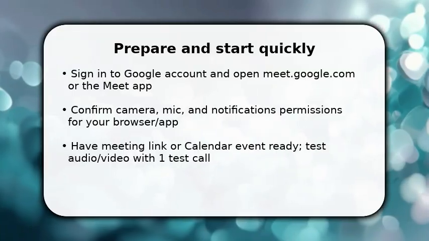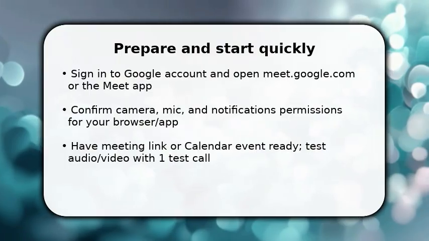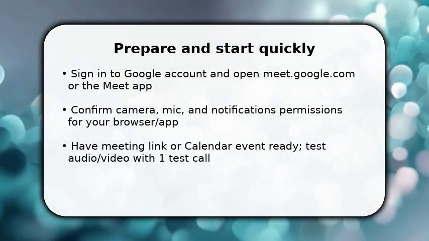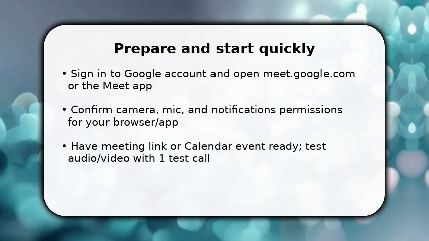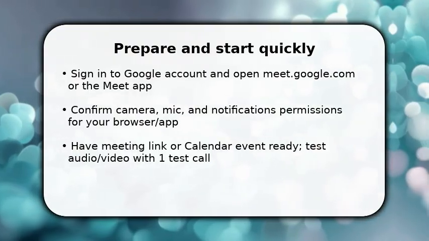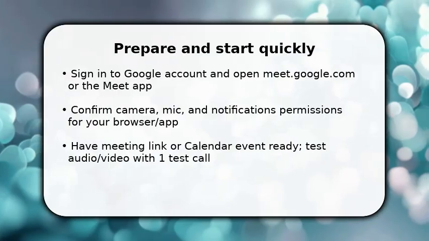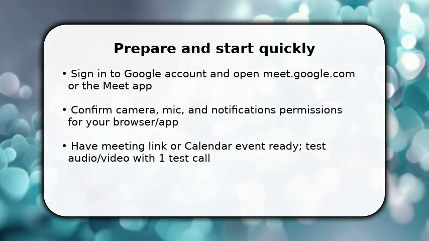You should start by signing into your Google account and opening Meet. That gives you access to your scheduled events and controls. Once signed in, make sure the browser or app has camera and microphone permissions enabled so devices are usable.